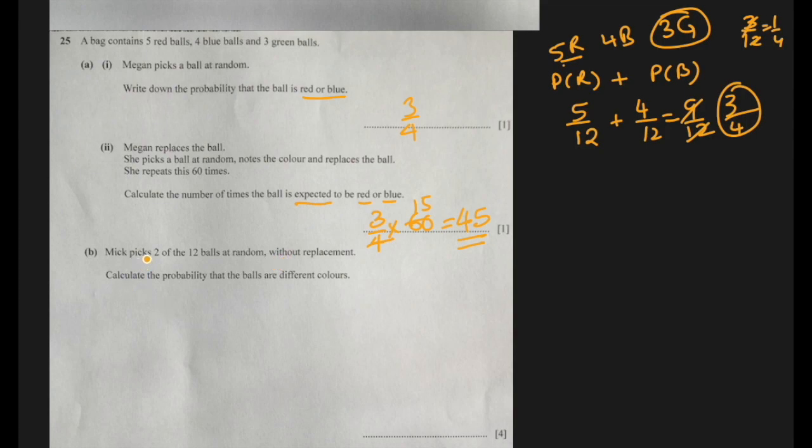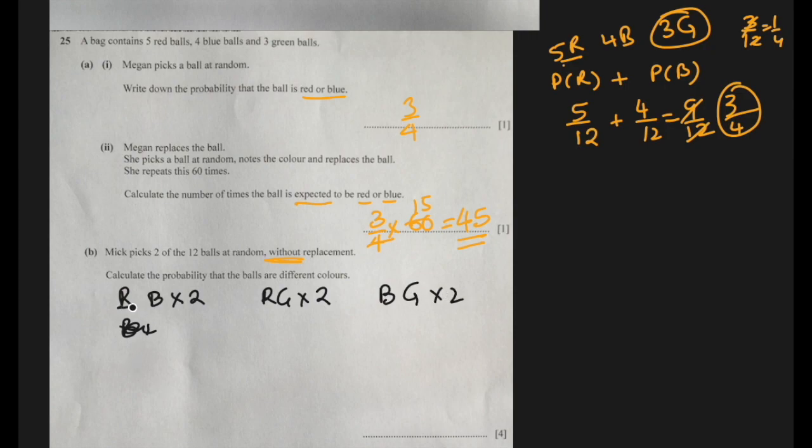Mick picks 2 balls of the 12 balls at random without replacement this time. Calculate the probability that the balls are of different colors. 2 balls. Okay, so we can have either red and blue or blue and red, so let's multiply this by 2. Or we can have red and green, multiply by 2, or it can be green and red, right? And third could be blue and green, right, times 2.